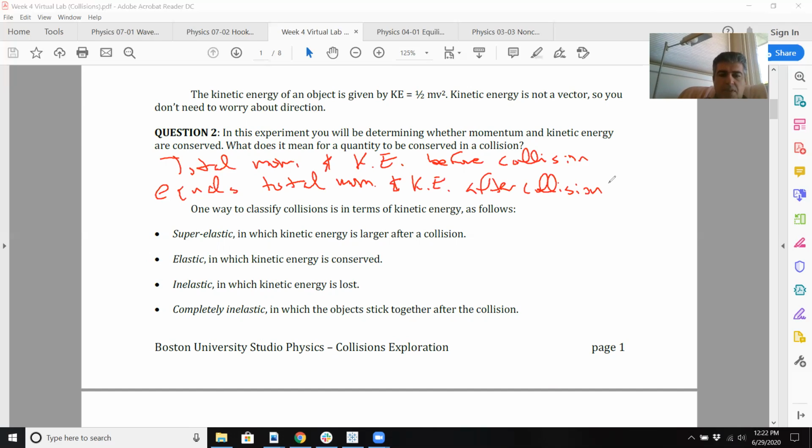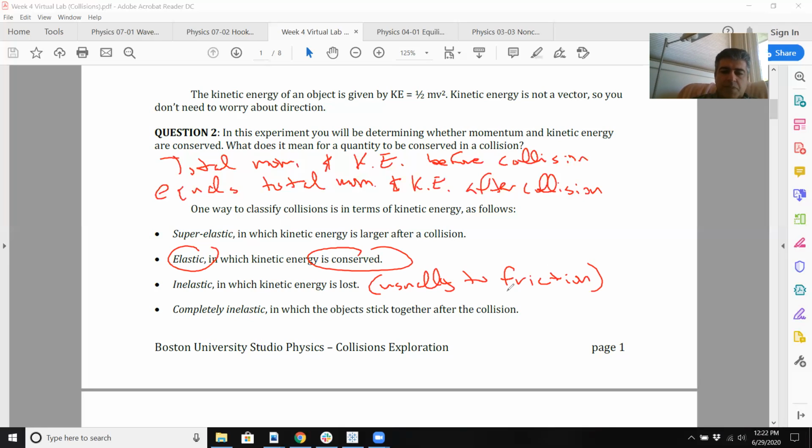And one way to classify collisions is in terms of kinetic energy as follows. So elastic is what we're interested in. That's when it's conserved. Inelastic is when the kinetic energy is lost, usually to friction. Superelastic is when kinetic energy is larger after a collision. That's kind of weird. We won't really look at that. Completely inelastic is when objects stick together after the collision. We'll look at those situations, I suppose. But that's what we are noticing here.